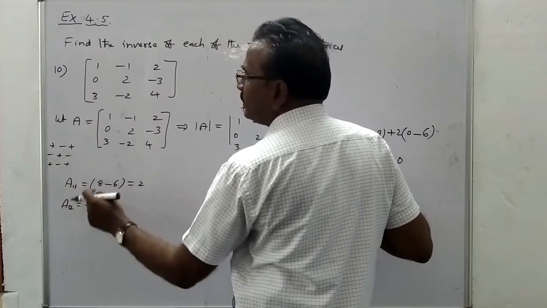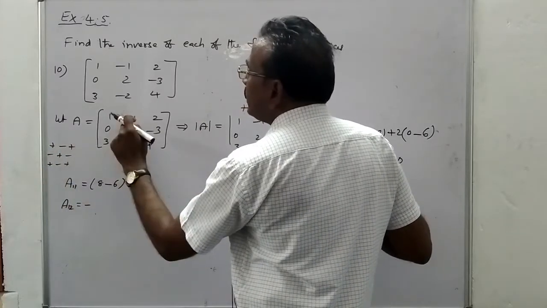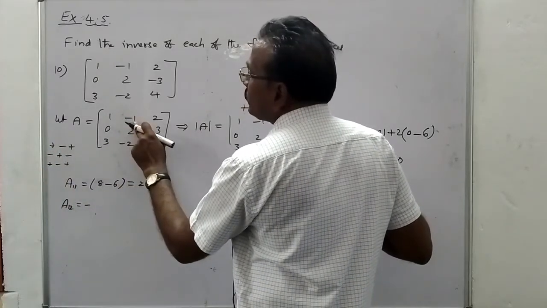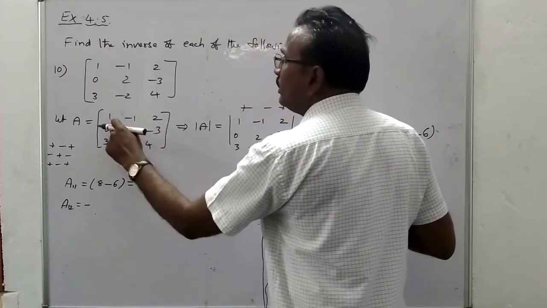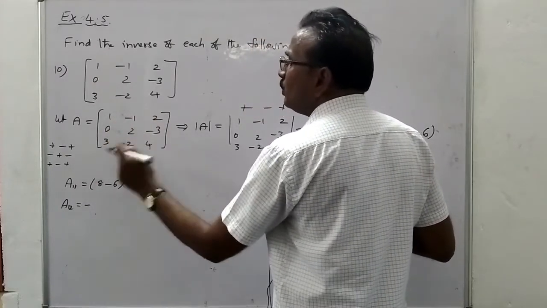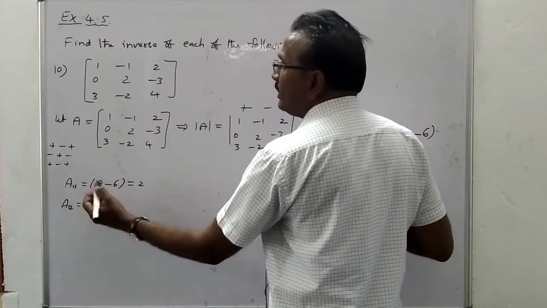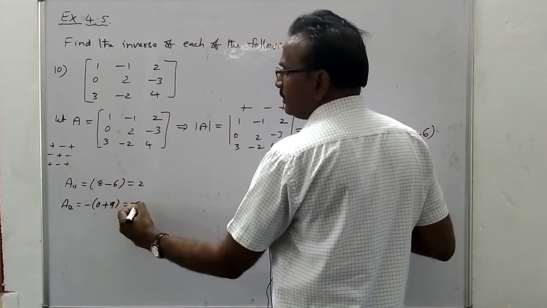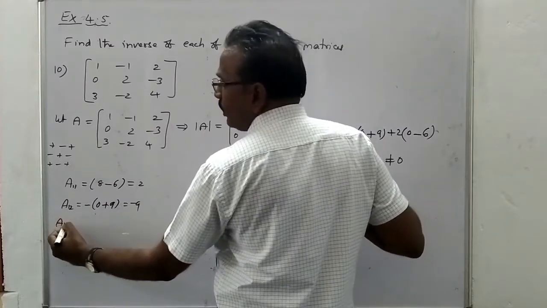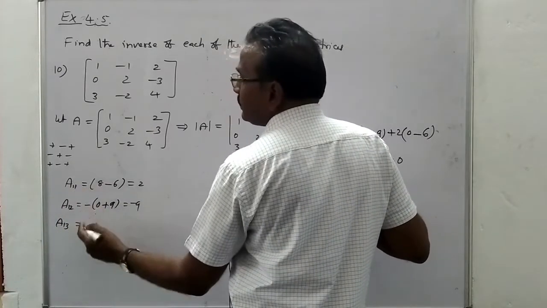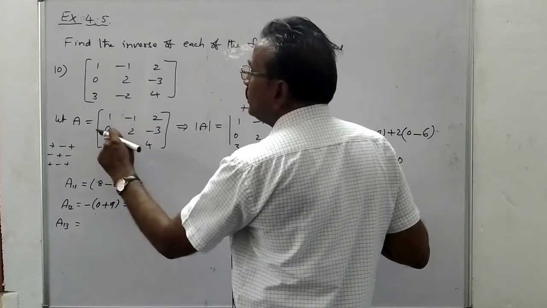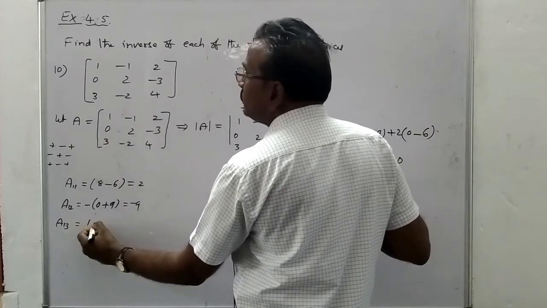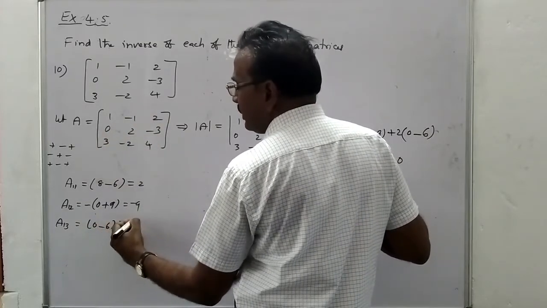These are the signs, plus minus plus minus. So that is the cofactor of first row second column. Delete first row and second column, determinant of these four elements: 0 minus of minus plus 9, that is minus 9. Next A13, sign is plus. Delete first row and third column, determinant of these four elements: 0 minus 6, that is minus 6.